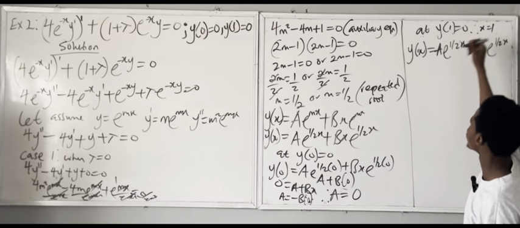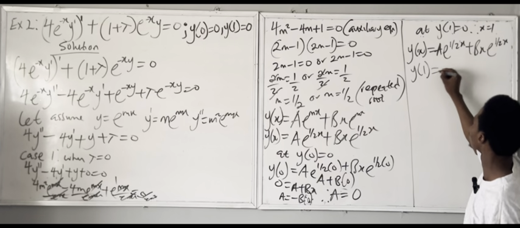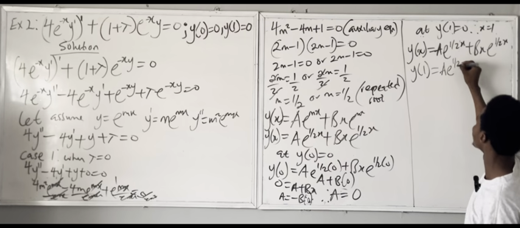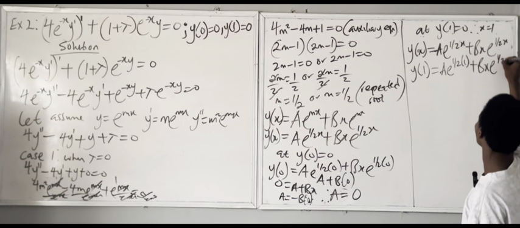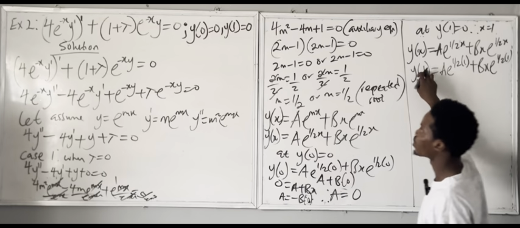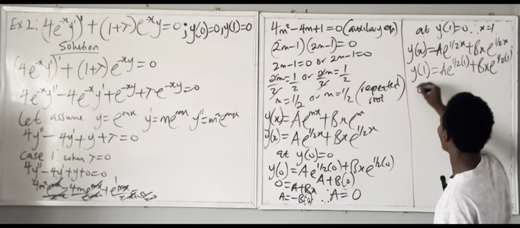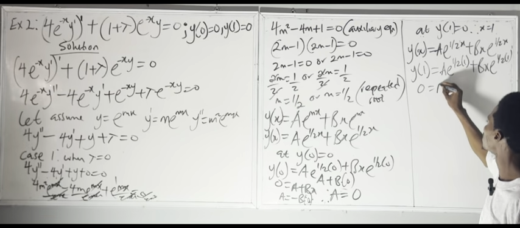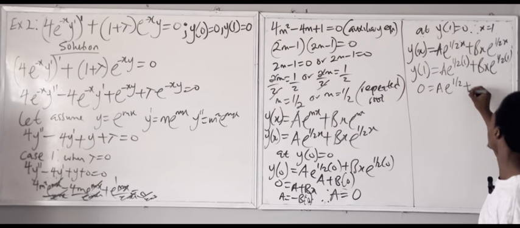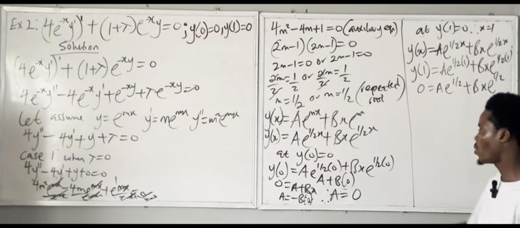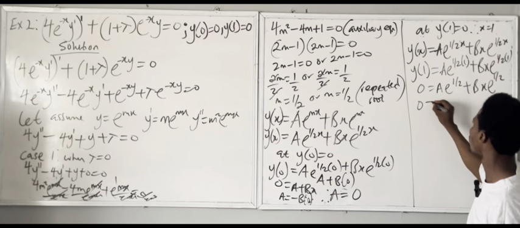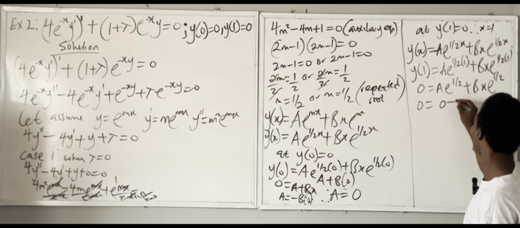So it means my x is 1. Y of 1 is equal to a exponential 1 over 2 times 1 plus b times 1 exponential 1 over 2 times 1. But my y of 1 is what? 0. I'm going to have 0. Then a exponential 1 over 2 plus b exponential 1 over 2. Remember that my a is equal to 0 already. So here will be what? 0 plus b exponential 1 over 2.